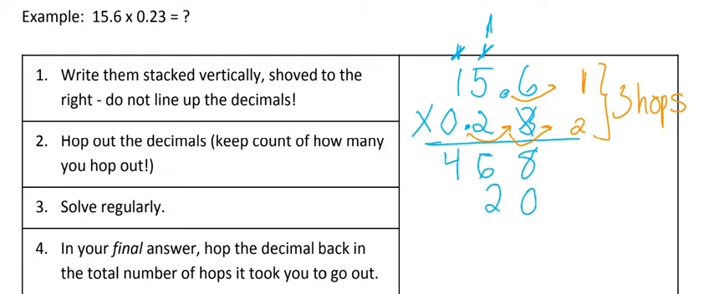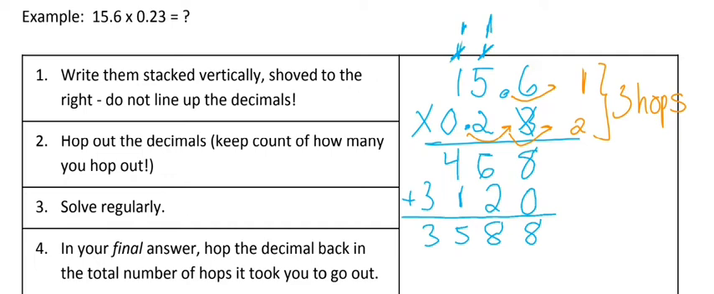2 times 5 is 10, plus 1 is 11. So the other 1 goes up above the other 1. Now we have 2 times 1, which is 2, plus 1, which is 3. And we will add these up. 8 plus 0 is 8, 6 plus 2 is 8, 4 plus 1 is 5, and then the 3 is by itself, so it stays here.